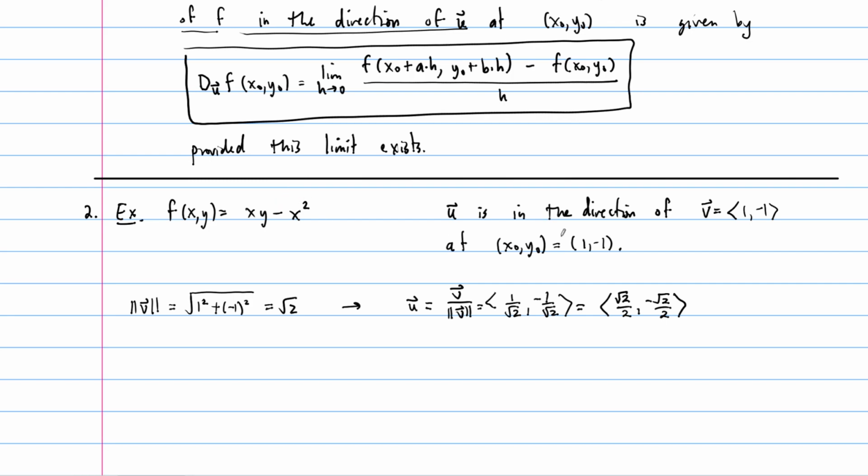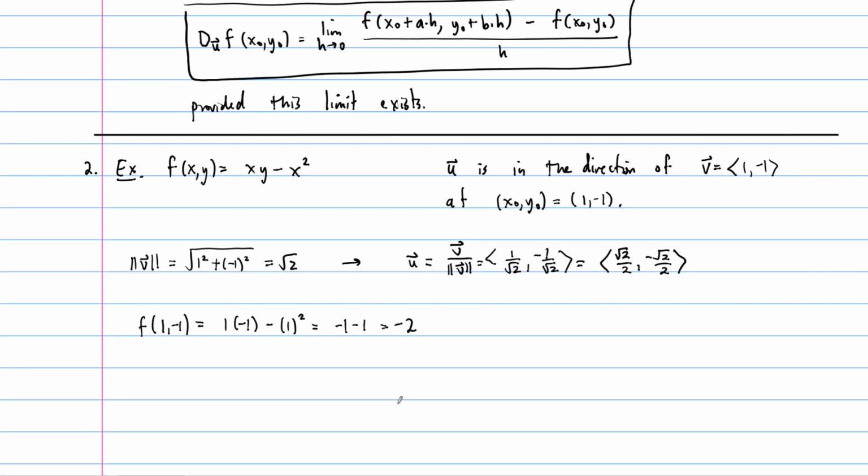So we need to find f at our point. That's going to be involved. And then we need to find f, the first part of the difference quotient here, f of the point plus ah and plus bh, right? So let's just work it out. So let's just start with f of 1, minus 1. This is going to be 1 times minus 1 minus 1 squared. So this is negative 1 minus 1.